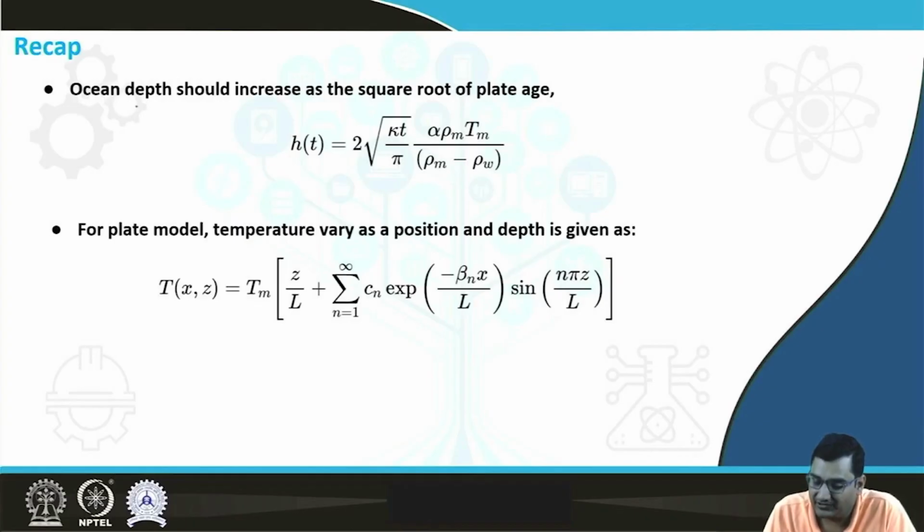The ocean depth should increase as the square root of the plate age. So it will be equal to h(t) = 2 √(κt/π) α ρm (Tm) / (ρm − ρw).